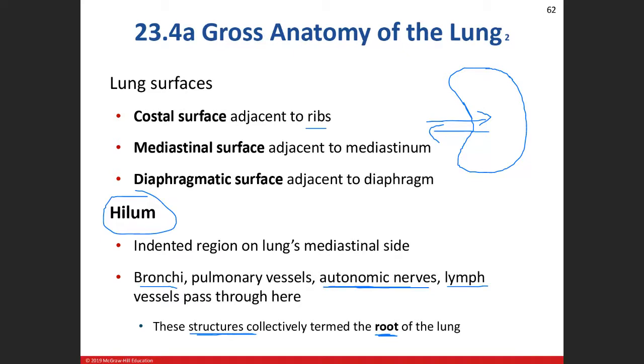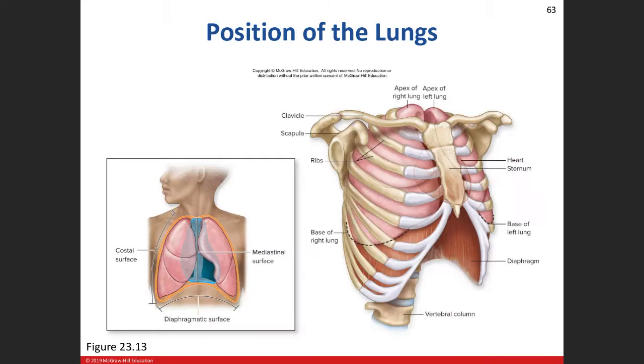We need to have those. We need to drain stuff out of there, okay? So here you can see a nice picture of the mediastinum right here in the center, represented by that light blue structure. The diaphragmatic surface is that bottom portion where the lungs sit on the diaphragm. And then you can see nicely here the costal surface, any area where the lungs are adjacent to the ribs.